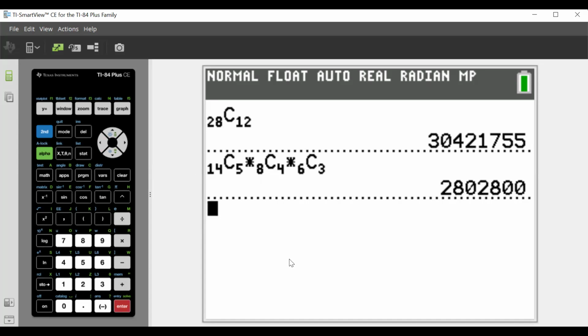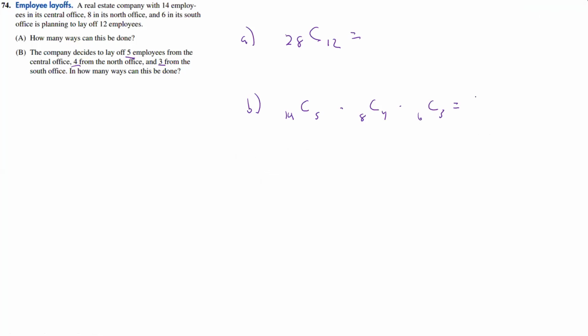So let's write all those down. Our first one we had 30,421,755. In our second one we only had 2,802,800. Okay, so a lot less, but again, we're being more specific here on how we can actually take them away. All right. So let's stop there. We'll come back for another one.